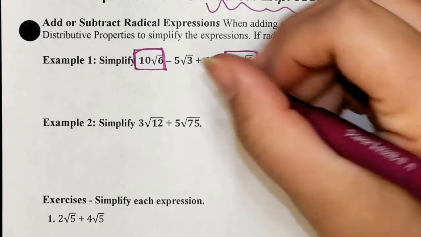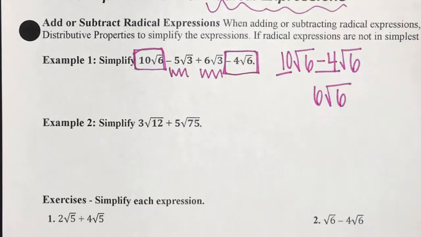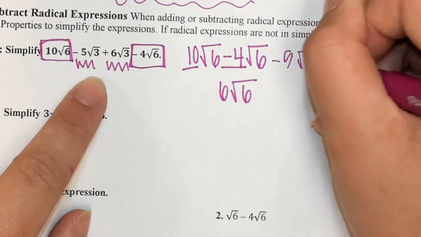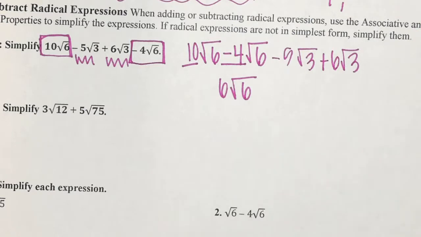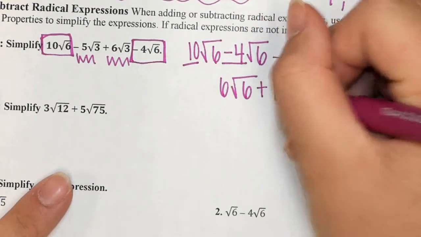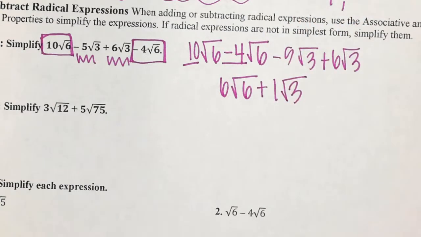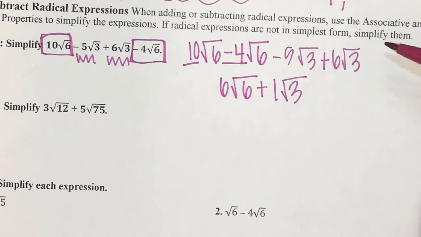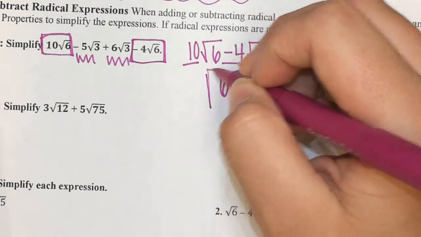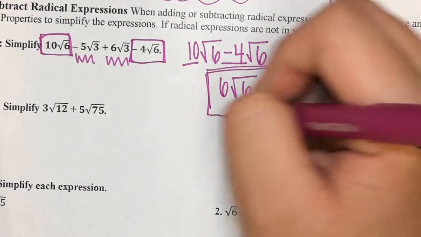Now the other 2 are -5 and +6 square root of 3, both of them. Can I combine those? Yes, because they have like radicals. So -5 square root of 3 plus 6 square root of 3. -5 plus 6 is just 1. So your answer is 1 square root of 3. Can 6 break down? Yes, to 3 and 2. But can that simplify any? No, I can't circle anything. So you can have 2 separate square roots, but this is your answer.